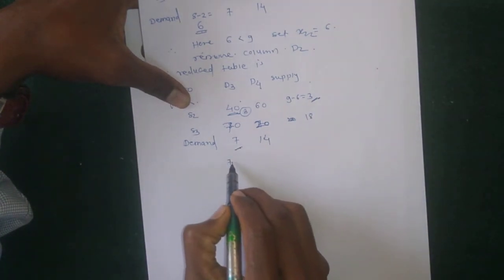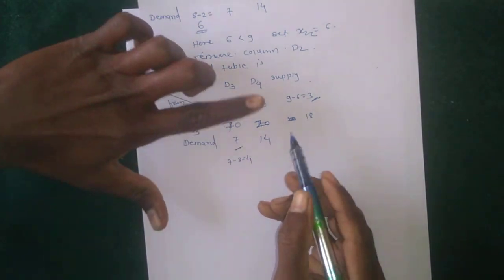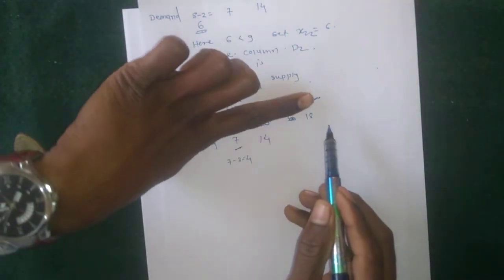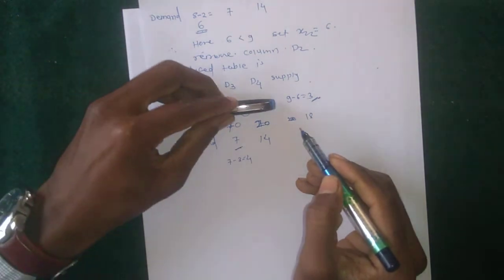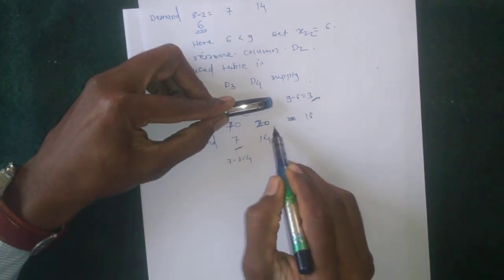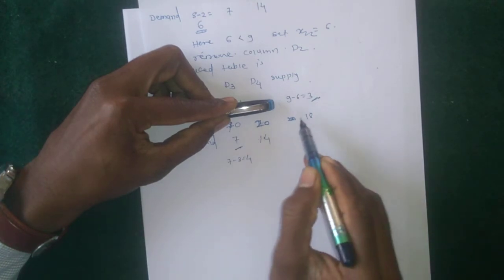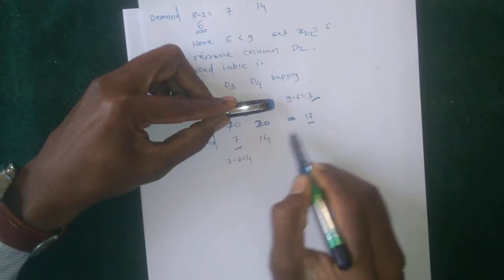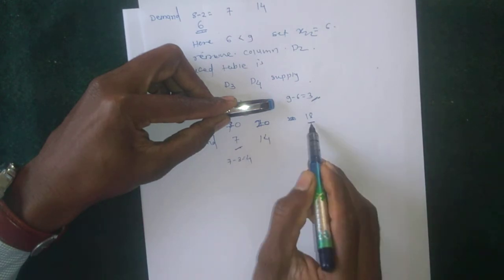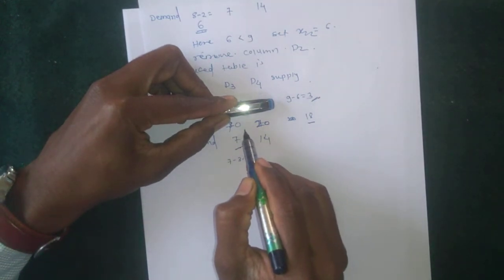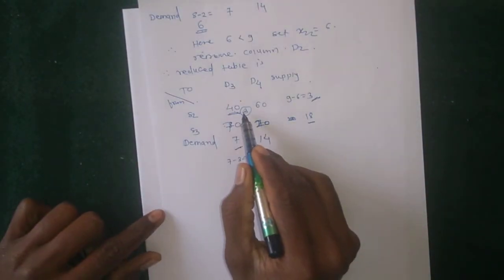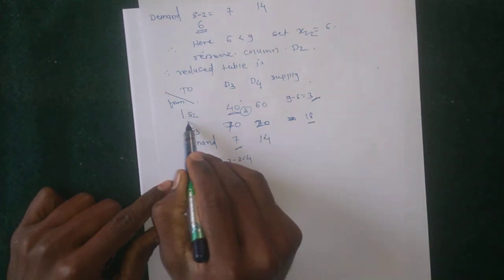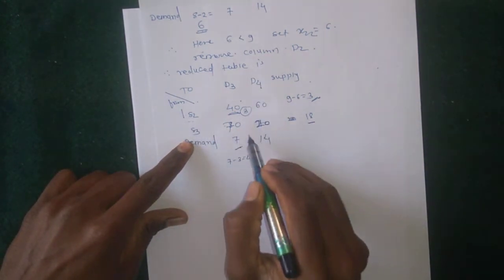Here the remaining is 7 minus 3 is equal to 4. Removing this row, only this table remains. Here 4 is less than 18, so 3 is taken, and removing this row, only one row and two columns are remaining.